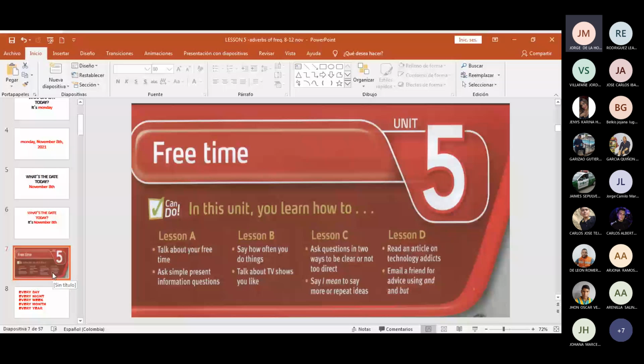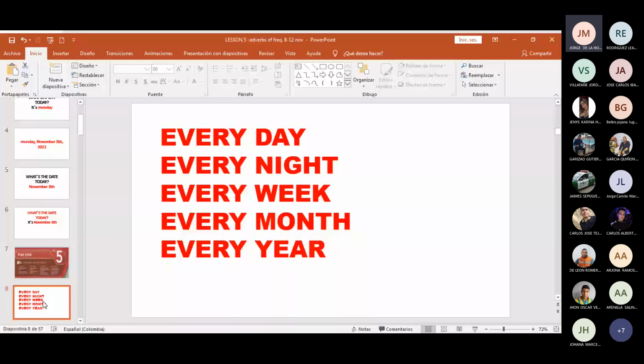The time expressions are every day, every night, every week, every month, every year. Every day, every night, every week, every month, every year. So these are expressions of time.